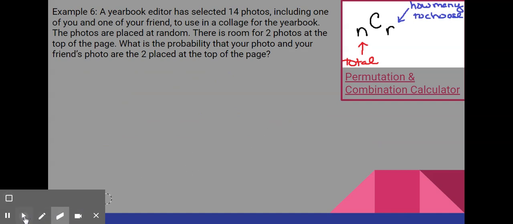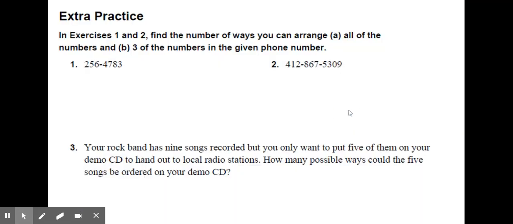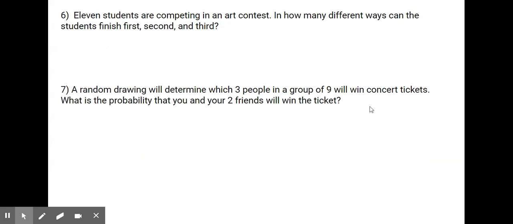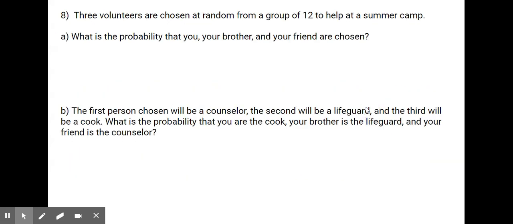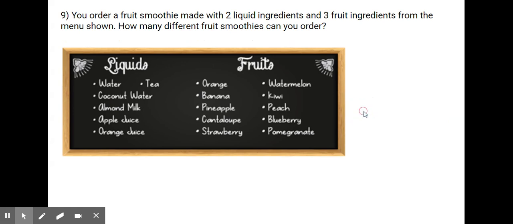Okay, and then after that, it's just a whole bunch of extra practice problems to continue working through and determining whether you will use permutation or combination.